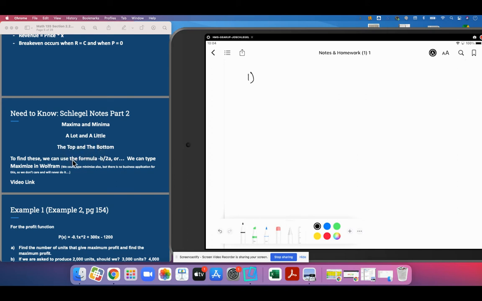Now, mathematically, the way that you may have found these points before is by using a formula, negative b over 2a, and we could do that, and I have done that in the past, but I have found an easier method is just in Wolfram, type the word maximize. You'll see an example of that in just a couple minutes. We're going to type the word maximize and then put the equation, and Wolfram will handle it from there. Again, this course is not about necessarily doing math as much as it is using math to make decisions and decide what we should do with our business.